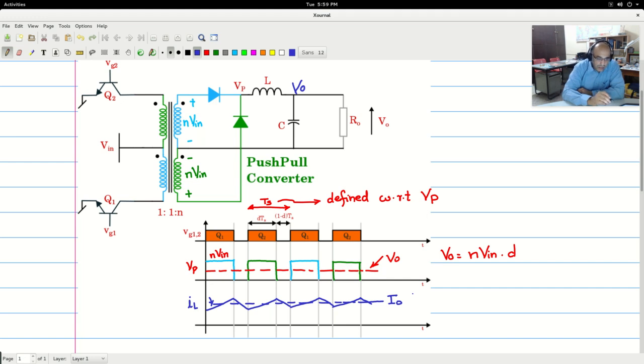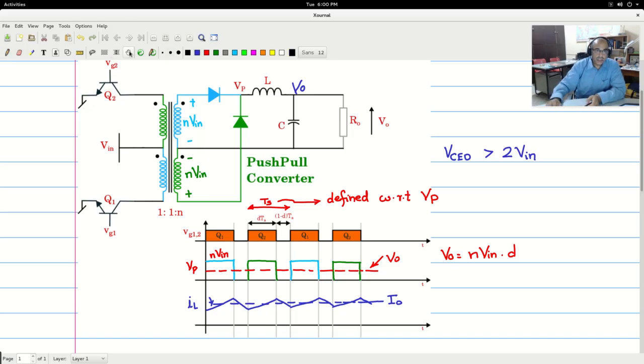Now if you look at the VCE rating for either Q1 or Q2, it should be at least greater than 2 times Vin. How does this come about?